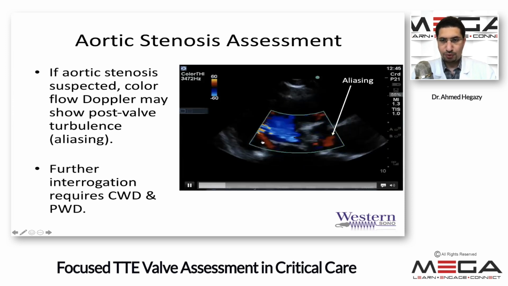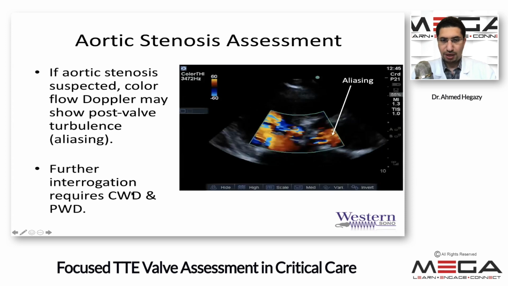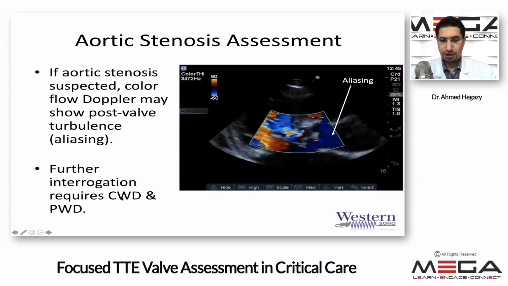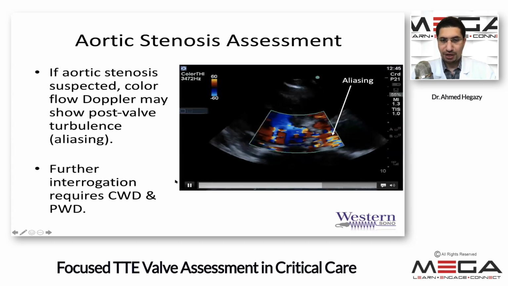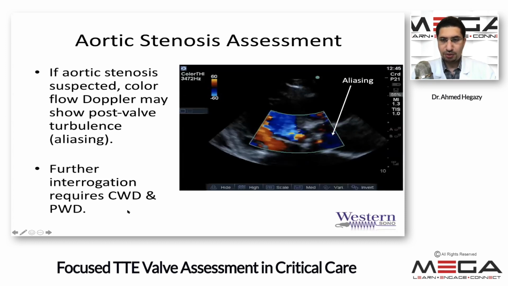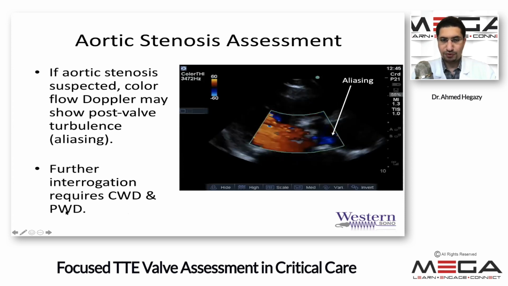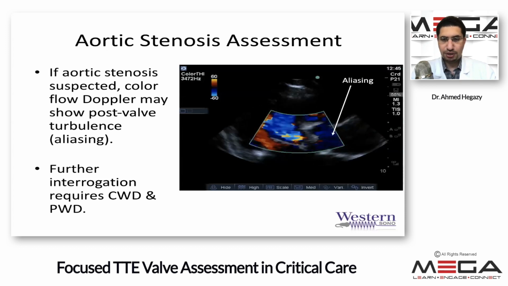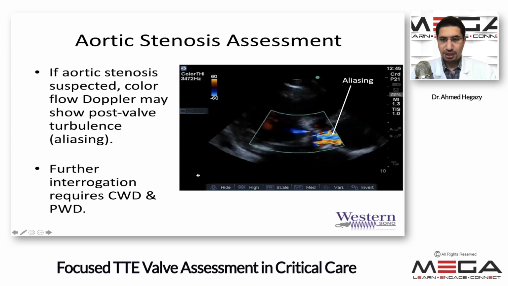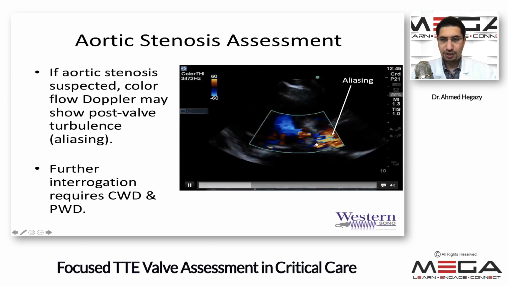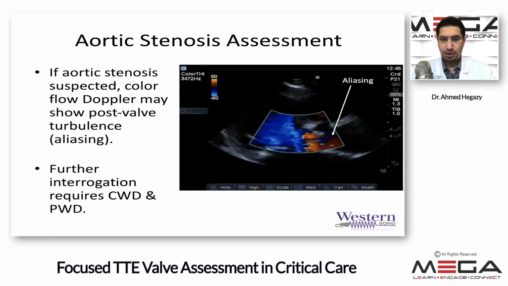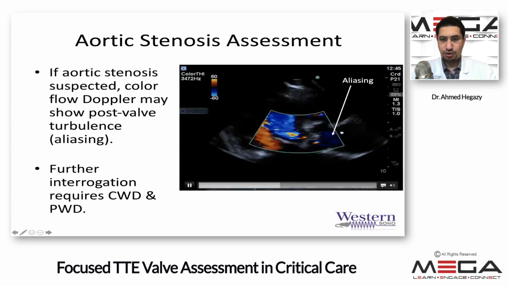Further interrogation, if you want to understand the peak velocity, the peak gradients and the mean gradients, you'll need continuous wave Doppler. And if you need to understand the aortic valve area, then you can calculate that using the continuity equation, and you'll need pulse wave Doppler for that. So you'll need further advanced training if you want to apply pulse wave and continuous wave. But in my mind, if you see a valve that is calcified, not opening, with turbulence post-valve, you've got your diagnosis. This patient likely has some degree of severe aortic stenosis. You need further advanced interrogation to further quantify.